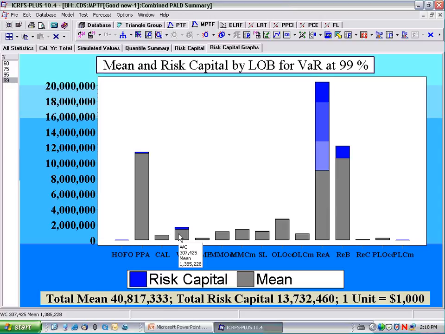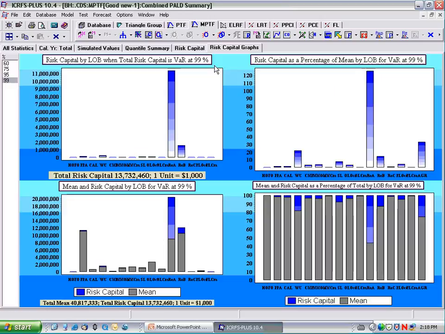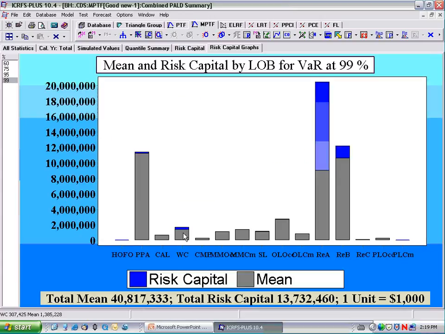307,000 is the risk capital allocation, the 99%, 307 million, and the mean is 1.385. And I think workers' comp had the largest percentage risk capital allocation. Is that correct? No, workers' comp had the largest CV. REA has the largest risk capital allocation, but workers' comp had the largest CV. So it's interesting. Workers' comp had the largest CV. Its capital allocation percentage.